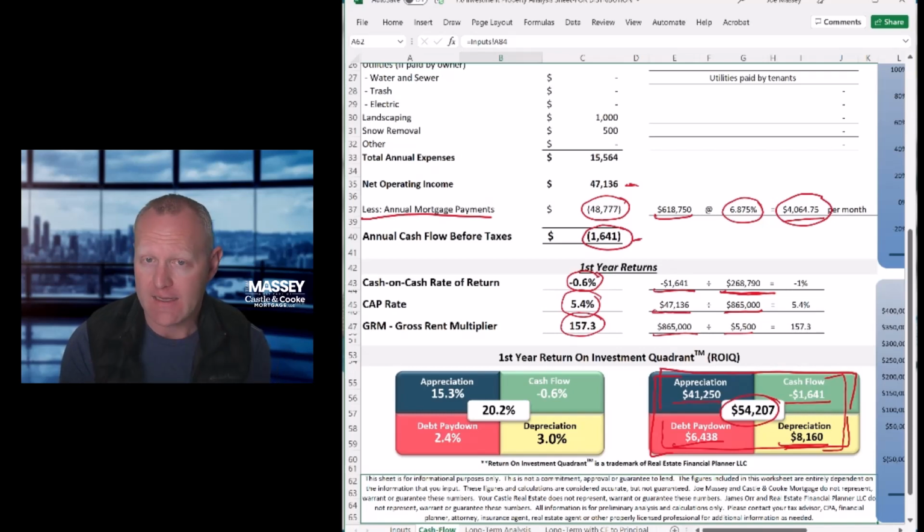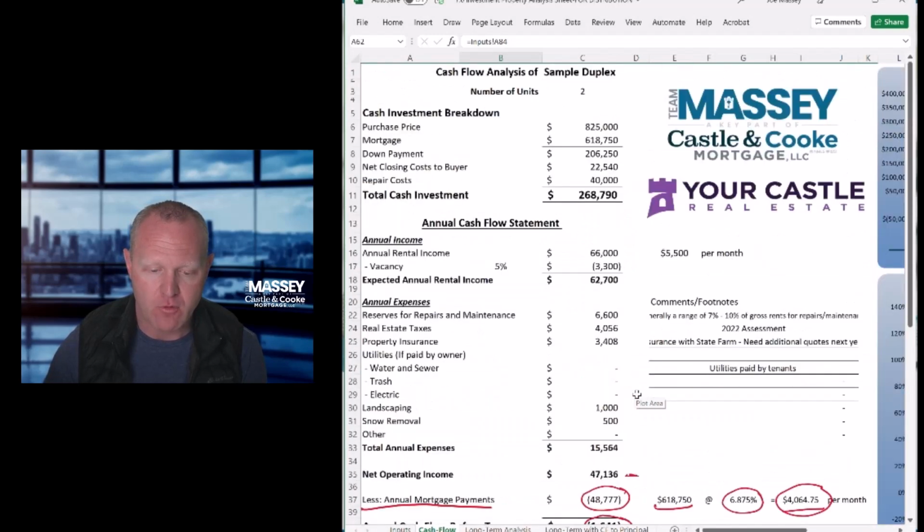Now, we don't necessarily get all of that money. It's not necessarily deposited into the bank, but a portion of it's deposited into our equity, which is like a bank. And then a portion of it is deposited via cash flow and depreciation, which really is deposited into the bank. But over the course of 12 months, this property is going to generate a $54,000 return.